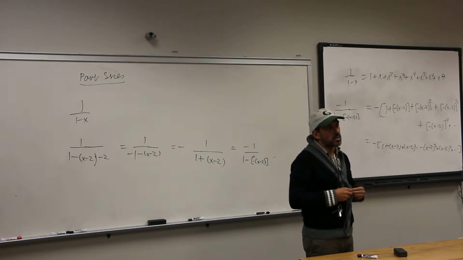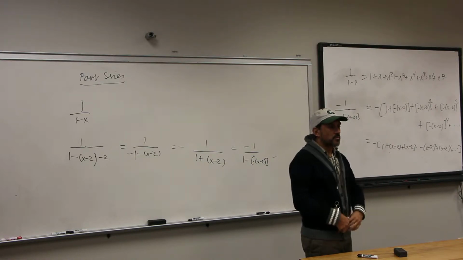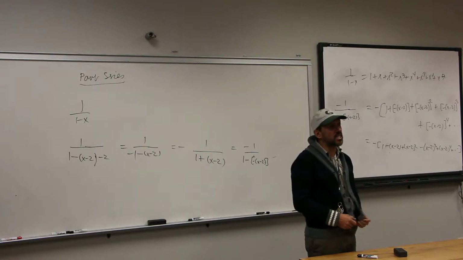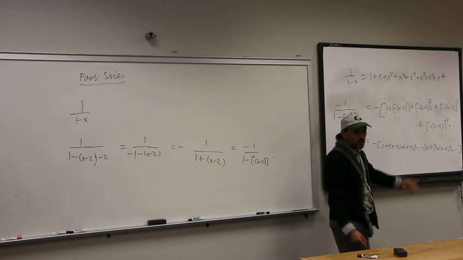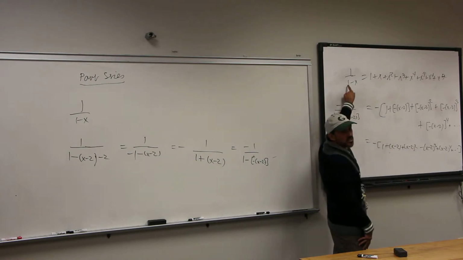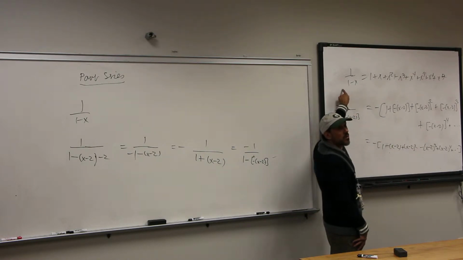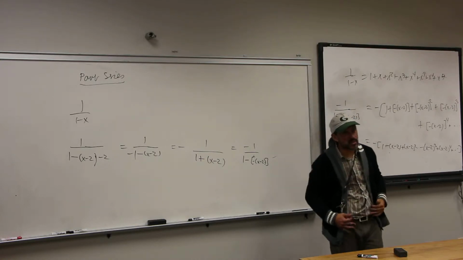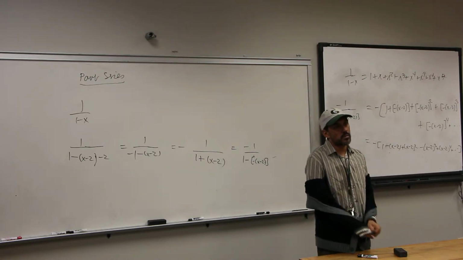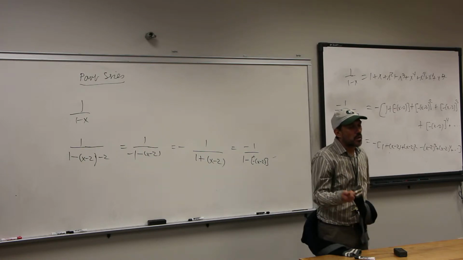The series for cosine x. And of course, you can always differentiate, sin x, or you can integrate. You can integrate this one to get the series for negative ln(1 minus x), yes. It's an easy way to do it.